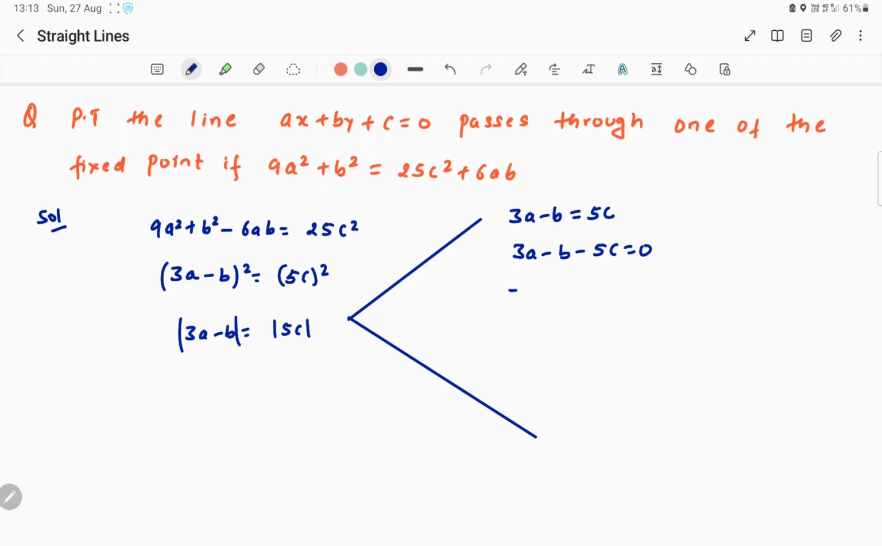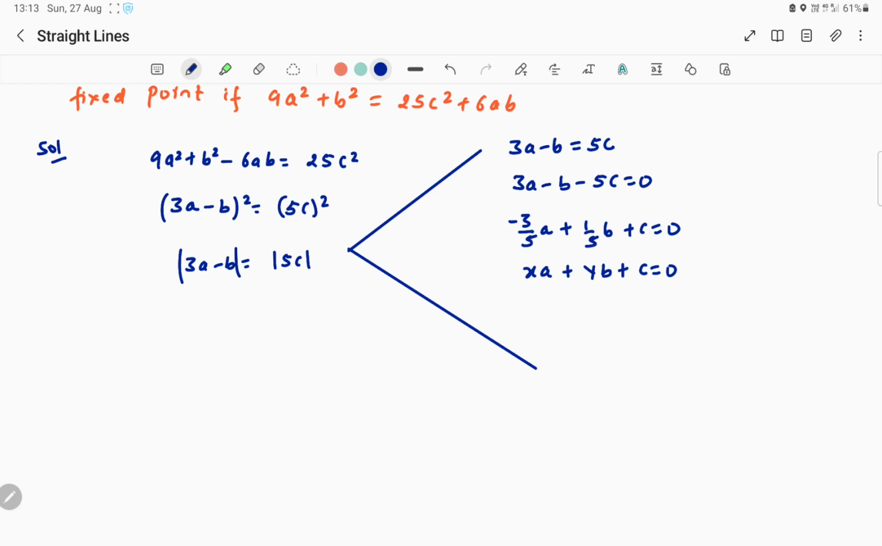When you divide by minus 5, it will be minus 3 by 5a plus 1 by 5b plus c equal to 0, and the line equation I'm writing as xa plus yb plus c equal to 0, just for comparison purposes. When you do the comparison, you can see these coefficients are the same, and then we've got it. So what is the point? Our point is minus 3 by 5 comma 1 by 5.